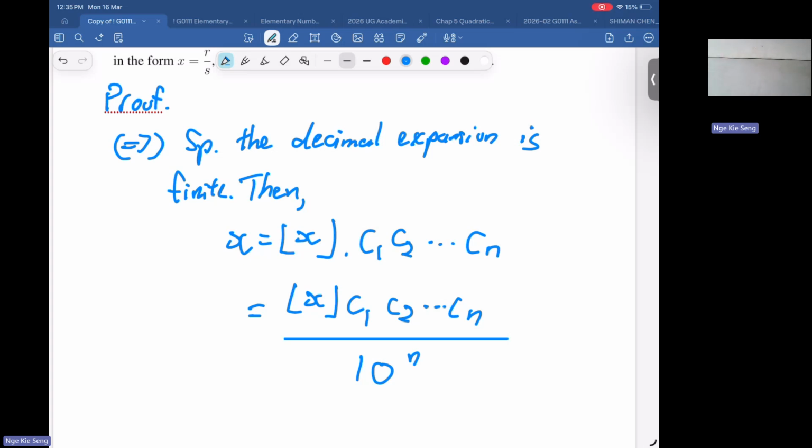What are the factors here? 2 and 5 only. So even if you do simplification, you can only cancel out 2 or 5, but you are still left with 2 or 5 factors. Make sense? Okay.